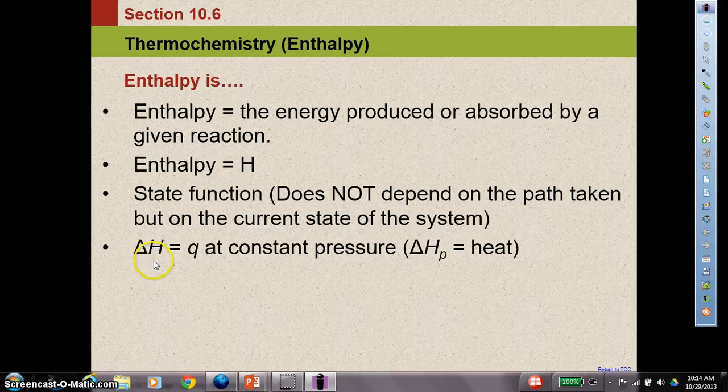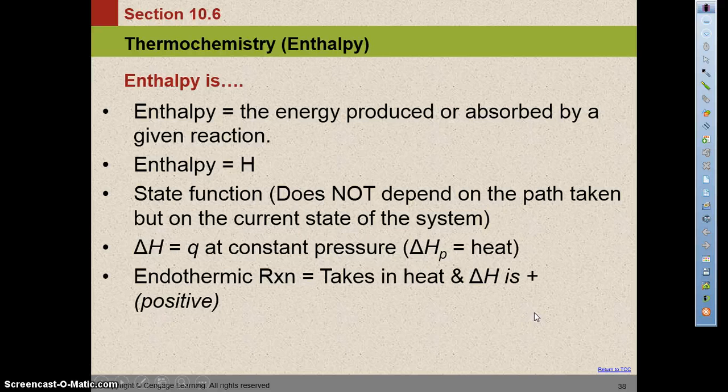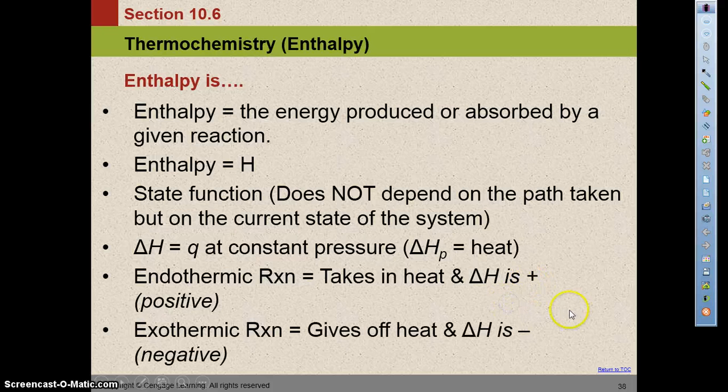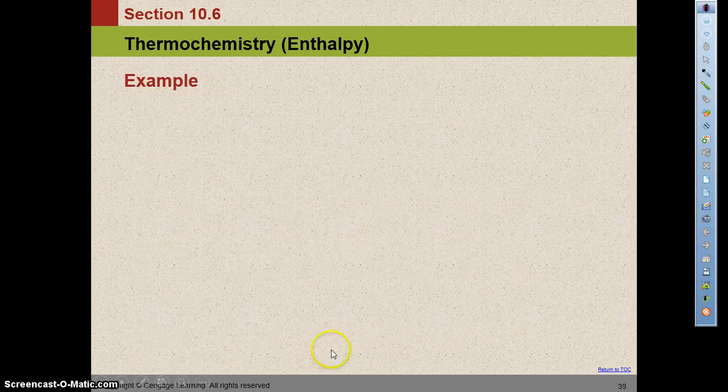So the change in enthalpy can be equal to the amount of heat, which is Q, as long as we're at constant pressure. So the change in enthalpy at a constant pressure is equal to the heat given off by the system or absorbed by the system, which brings us to looking at whether we have an endothermic or an exothermic reaction. Just to keep this in mind, an endothermic reaction is going to take in heat, so our delta H is going to be a positive number. And exothermic reactions give off heat, so delta H is going to be a negative number. Keep that in mind as we go through the problems.